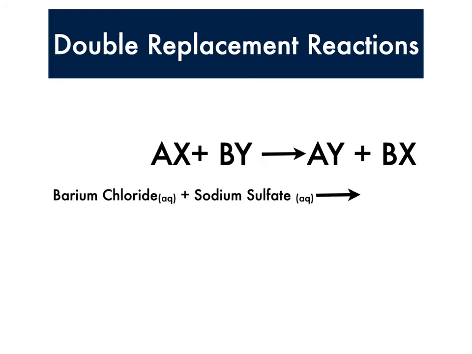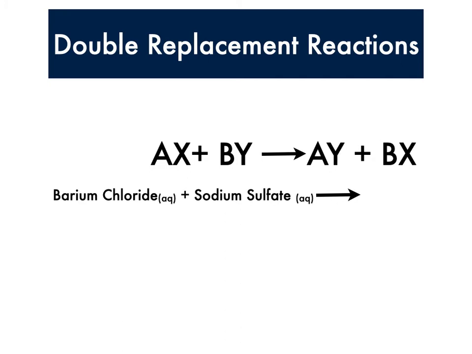Here we have barium chloride in aqueous solution reacting with sodium sulfate in aqueous solution. Double replacement reactions are often carried out in solution because the ions, if dissolved in water, are free then to interact with one another. So see if you can real quick write down the compounds, barium chloride and sodium sulfate, that are in our reactants. Again, go ahead and pause the video while you do that.